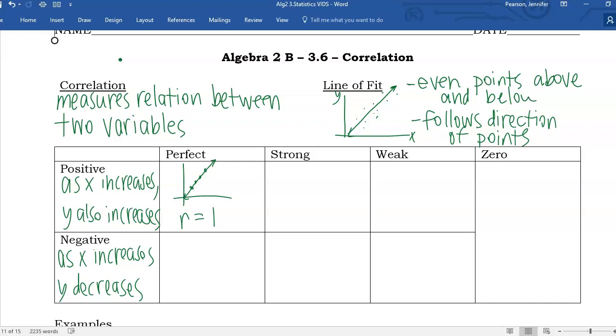Okay? A really strong correlation would be, we have some increases here and they're pretty tight on a line, but not exactly on a line. And then a weaker correlation would be, yeah, there's a definite upward trend, but the points are a lot more spread out, right? So this might happen when our R value is maybe between 0.5 and 1.